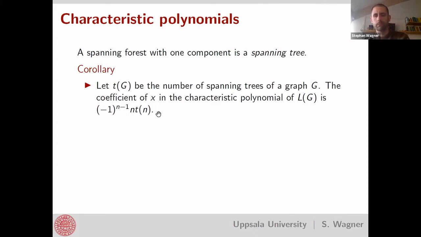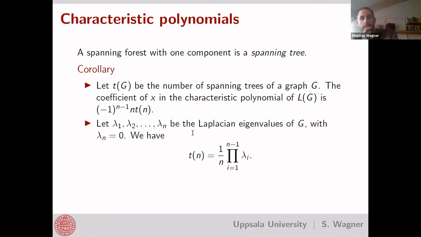So in particular, the number of spanning trees is 0 if and only if the coefficient of x is 0. And that's equivalent to the multiplicity of 0 as an eigenvalue being more than 1. So there is another way of seeing that connectedness means that 0 is an eigenvalue of multiplicity 1. The graph is connected if and only if it has spanning trees.